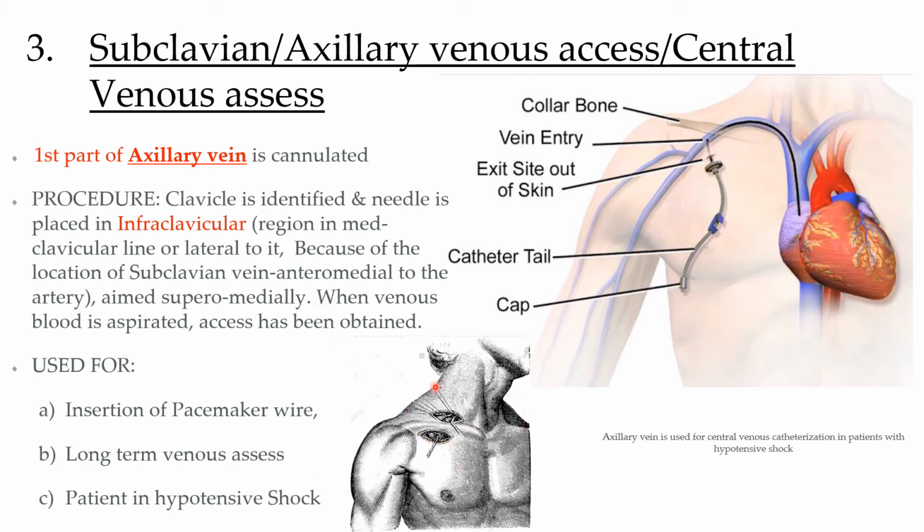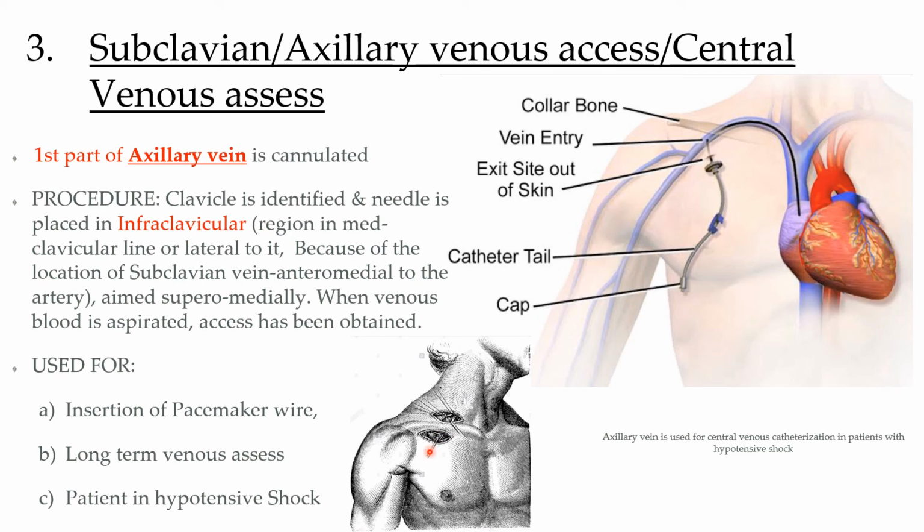As you can see in this illustration, this is the clavicle, and in the infraclavicular region along the mid-clavicular line, the incision has been placed in order to expose the axillary vein, which here lies anteromedial to the axillary artery. So the axillary vein can be approached easily in the infraclavicular region.